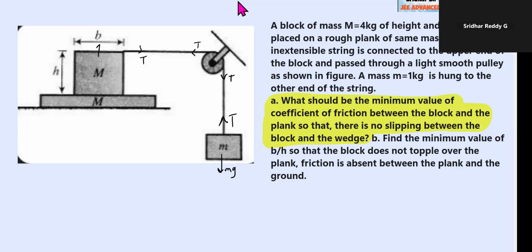Normal reaction N, weight mg. And the normal reaction here N dash. This surface is rough. The friction should act on the upper block. No slipping should occur, so the limiting friction will act. And the friction on this plank will be towards that. And this surface is smooth.